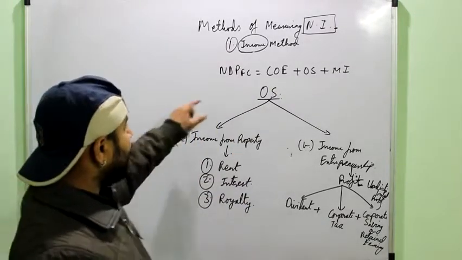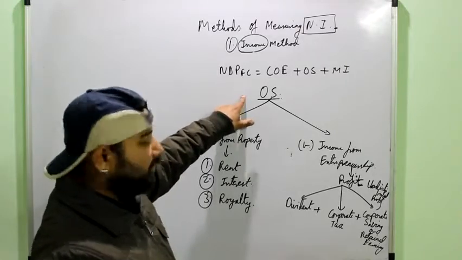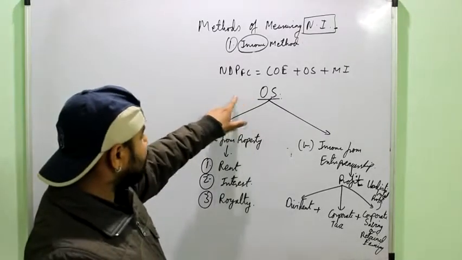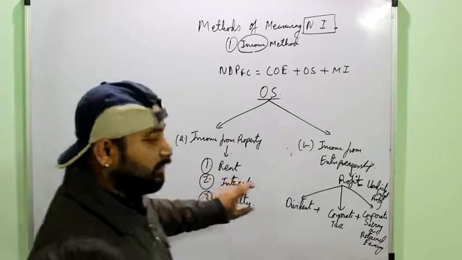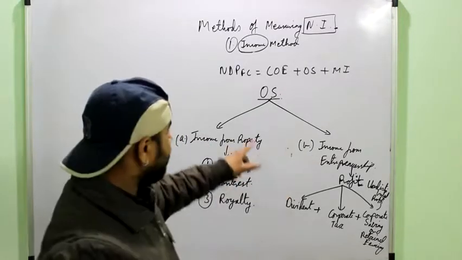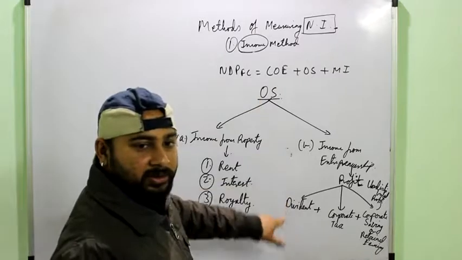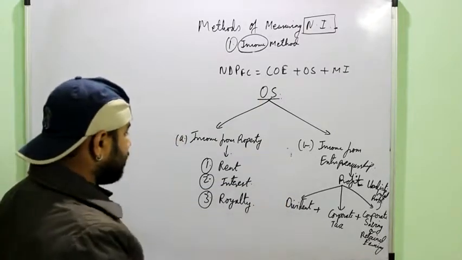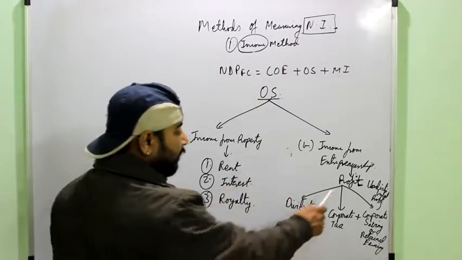Now see, in the numerical, sometimes OS may be given to you directly. So in that case, no need to worry. If rent is given, interest is given, nothing will be counted, because operating surplus already includes all these things. In some of the questions, maybe rent, interest, royalty is given and profit is given.